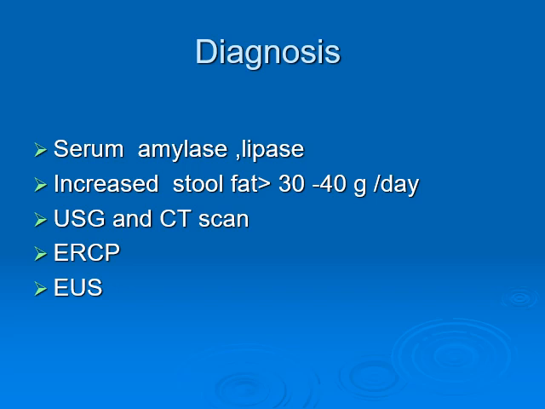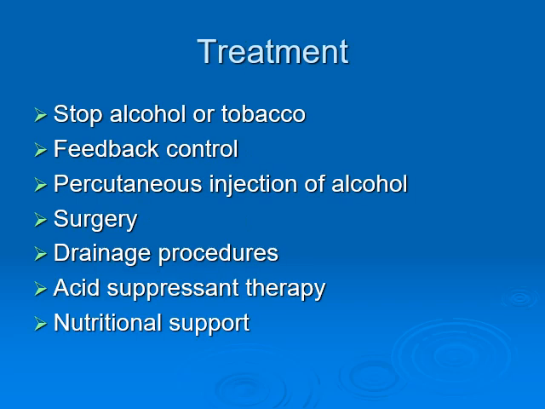Increased fat in the stool, you find that there is fat in excess, more than 30 to 40 gram per day in the stools, and this indicates steatosis or steatorrhea. Ultrasound and CAT scan, ERCP, and EUS in certain cases of chronic pancreatitis, and sometimes it's difficult to differentiate chronic pancreatitis from a case of pancreatic cancer. In this case, you should do EUS, which allows you to take biopsy from the pancreas safely.